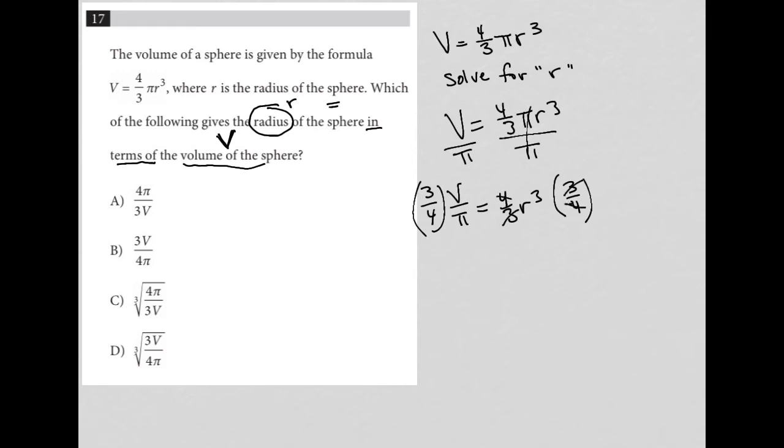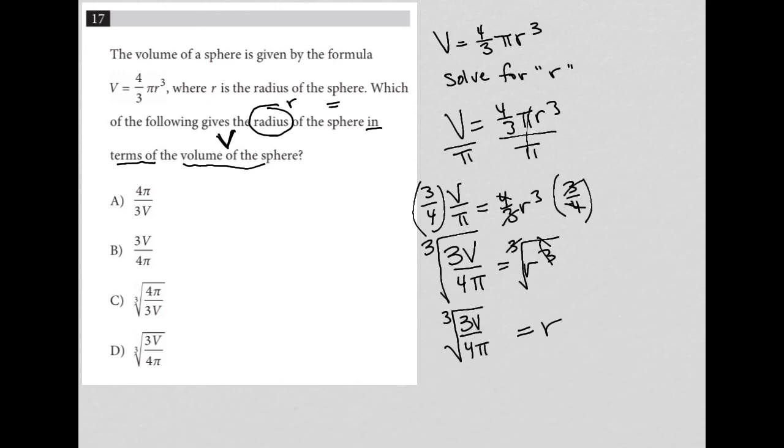So I have this. Those cross cancel on the right-hand side. And now on the left-hand side, I'd have 3V over 4 pi equals r cubed. And lastly, to get r alone, I need to cube root both sides. Right, so cube rooting the right-hand side basically gets rid of that and that, leaving me with just r, which is exactly what I want. And the cube root on the left-hand side cannot be simplified, so it's going to remain the cube root of 3V over 4 pi. And now looking at my answer choices, that means that the correct answer here is choice D.